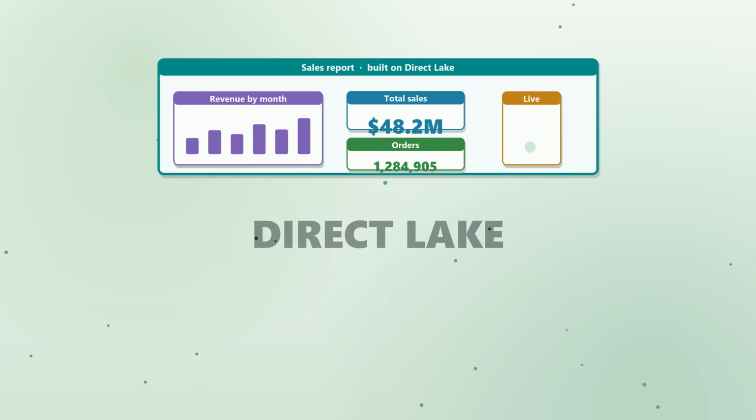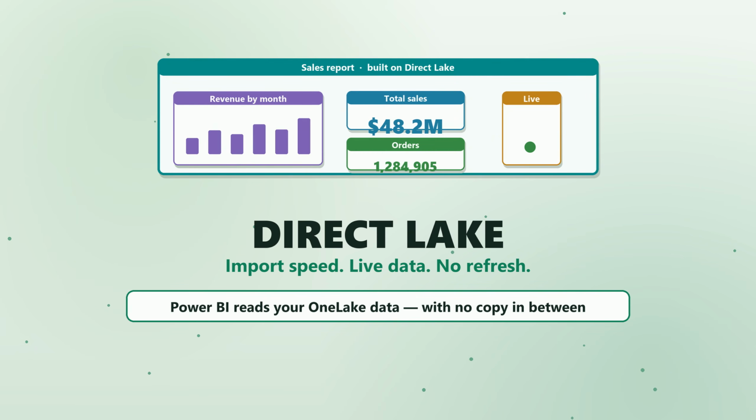Look at this report. Total sales, revenue by month, orders, all responding the instant I click, as fast as any Power BI report you've ever used. But here's the twist. None of this data was imported. There's no copy sitting inside the model, and there's no refresh schedule running in the background. This report is reading your data straight out of OneLake, live, and answering at full import speed. That's DirectLake, the newest, and for Fabric, the best way Power BI connects to your data.